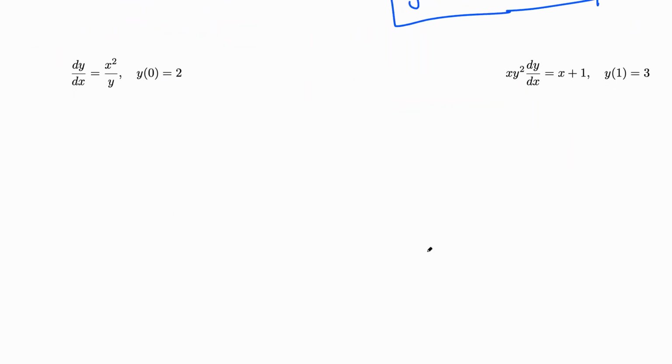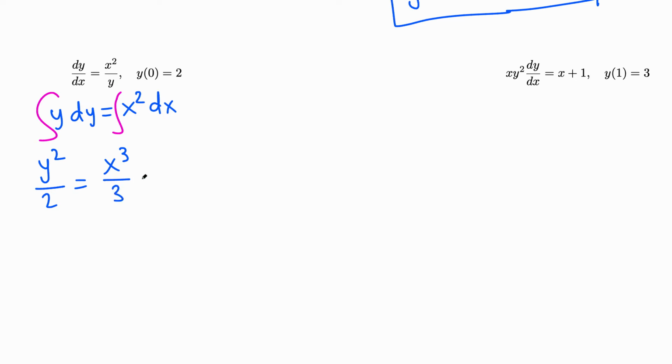So here is the third problem. We can separate the variables by kind of cross multiplying here. In fact, that is writing in terms of differentials. So y dy equals x squared dx. We separated the variables. Now we can integrate both sides, and that gives us the antiderivative of y, which is y squared over 2. This is x cubed over 3 plus c.